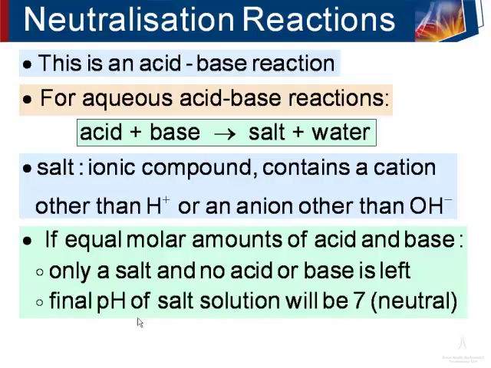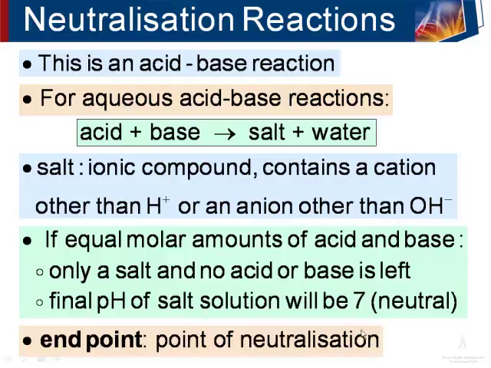Also, the final pH of this solution, or the final pH of the salt, will be equal to 7 when we have a strong acid and a strong base. At the end point, we have what we call the point of neutralization. So at the end point of this reaction, normally it's the point where the indicator changes color, we have that point referred to as the point of neutralization.